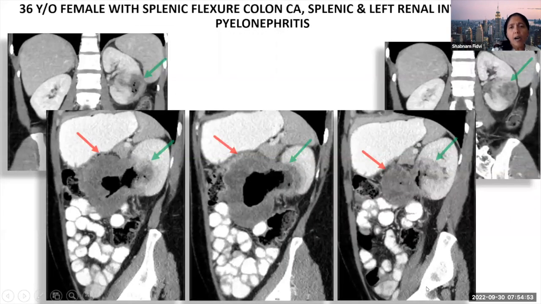Same patient with coronal and sagittal images this time. Again, the red arrow showing the fairly large lobulated splenic flexure colonic mass, and the green arrow showing contiguous invasion of the left kidney with fluid and gas consistent with left pyelonephritis and possibly developing perirenal abscess.